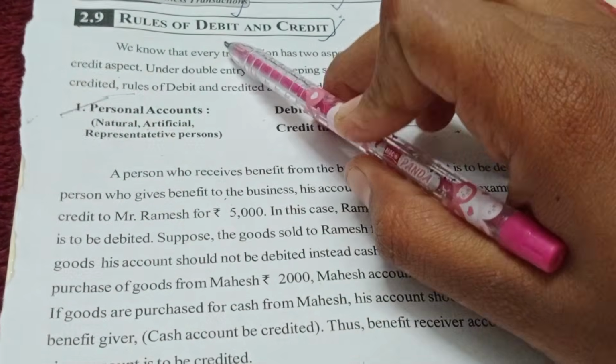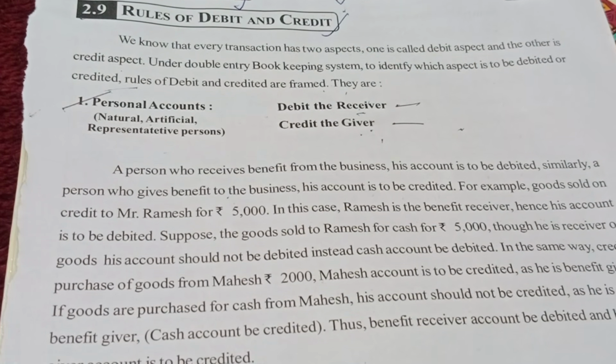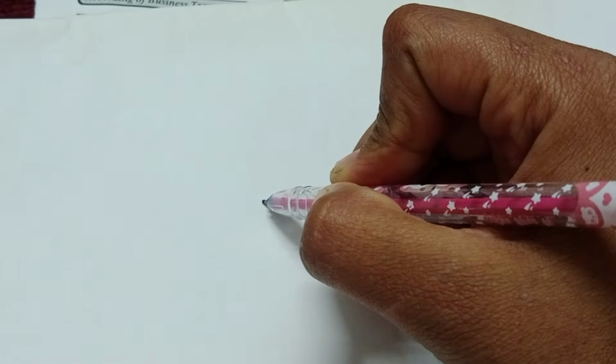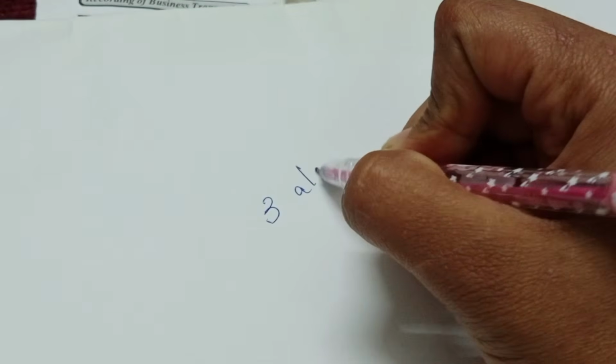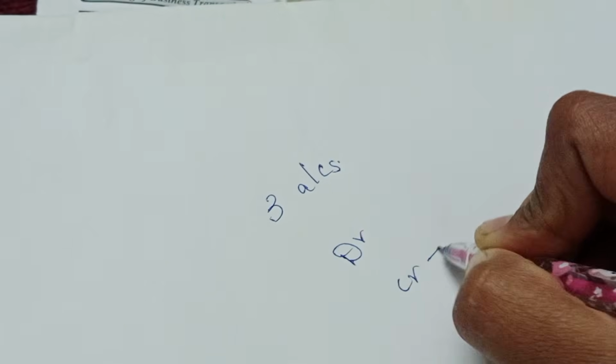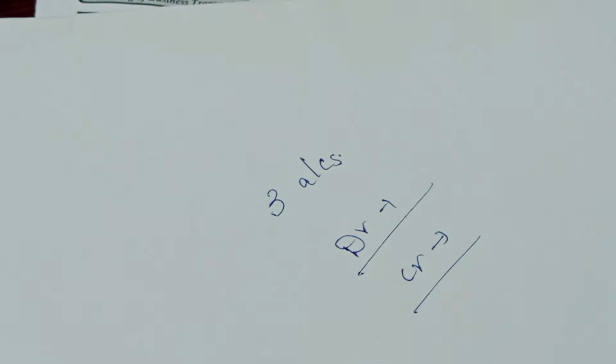So what is meant by debit and what is meant by credit? You will have three accounts, students. Okay, one minute, I will let you know about that. So here students, you will have three accounts. Debit, credit. Debit means what, credit means what.